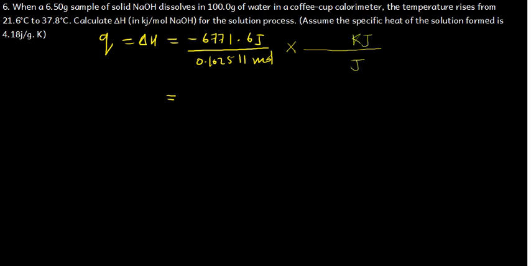We know that in 1 kilojoule we have 1,000 joules. So this joule and this joule cancel out, and our unit remains in kilojoules per mole. If we punch this in, we find negative 41.7 kilojoules per mole, and that is our solution.